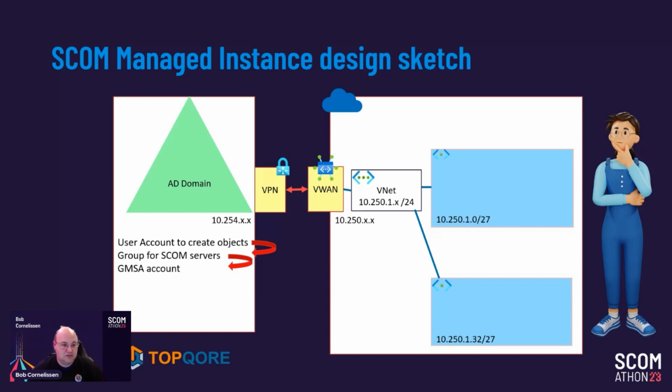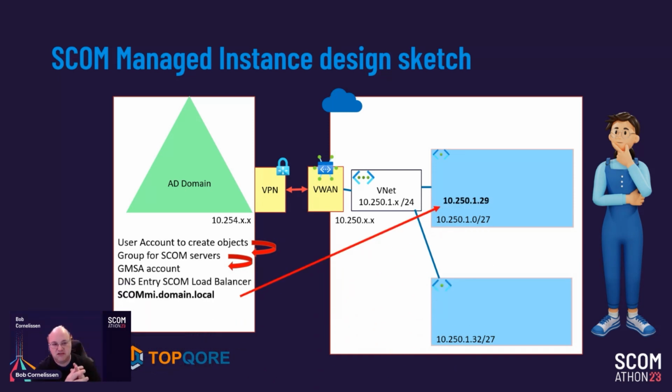That is the on-prem part, plus there will be a DNS entry in that domain. It will be something like SCOM MI or whatever you want to call it, your domain, whatever. You will point it towards an IP address which is living in the cloud, in that subnet where you are going to deploy SCOM MI. As long as it's not .100, I think is what Christian from NICE found out, then you will be fine. So I created the .29 in this subnet and said, this is my SCOMMI.domain.local. Go ahead. So that's the on-prem stuff.